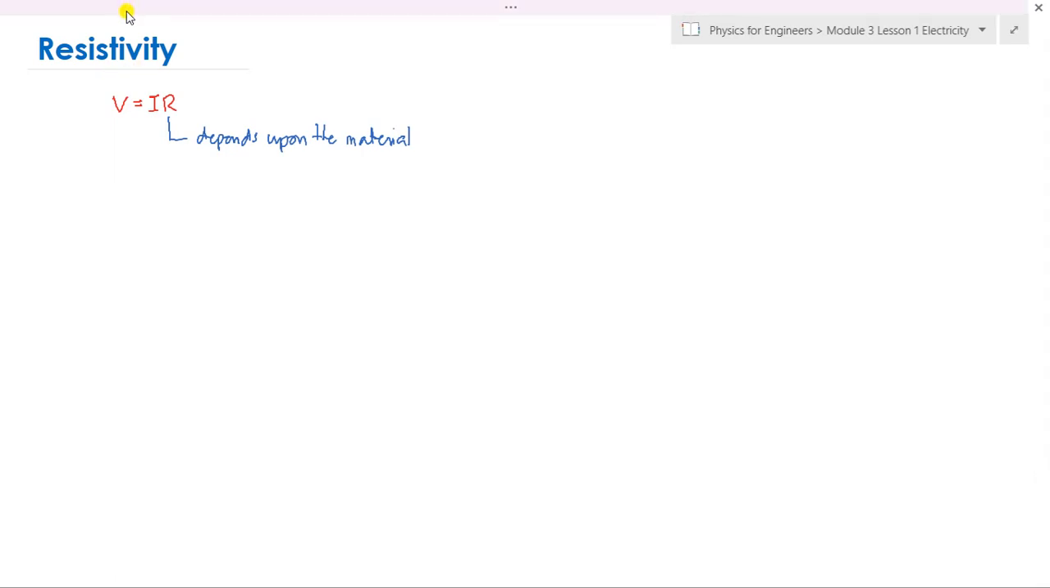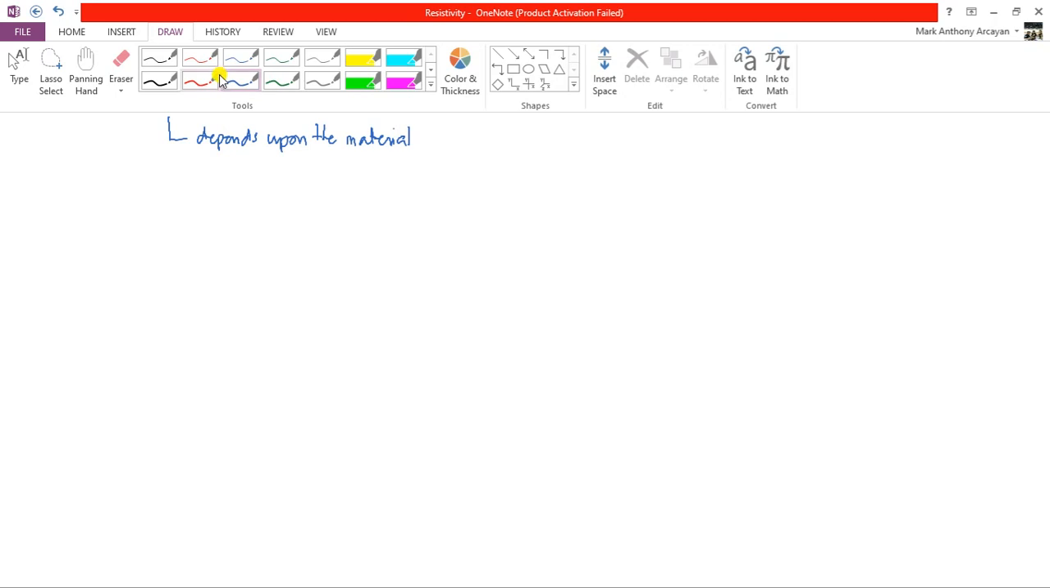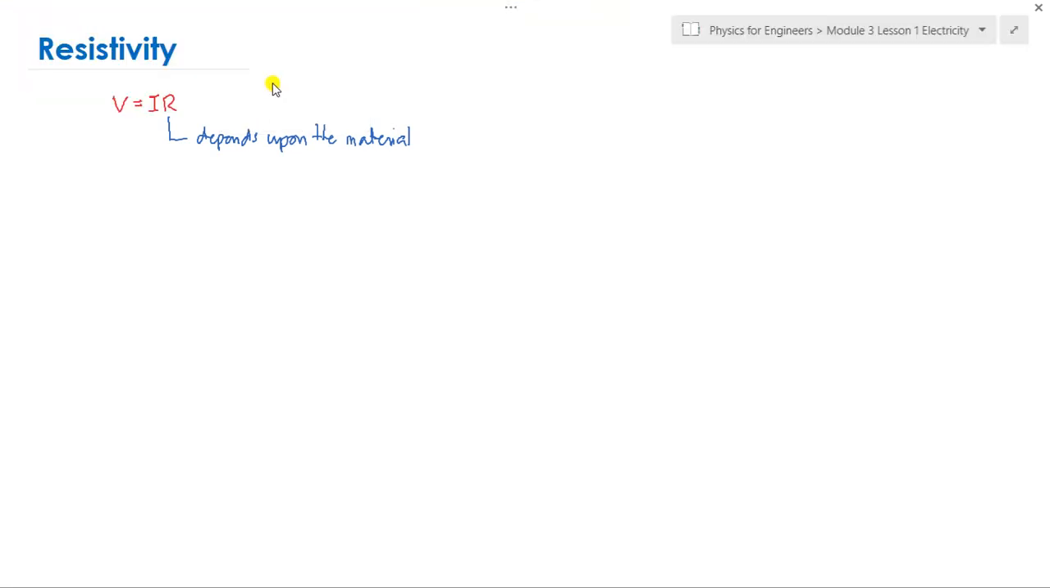So what is resistivity, class? Resistivity is the property of a material to resist the flow of current. If our material has high resistivity, then... If a material permits the flow of current, it is called a conductor. So if the material resists the flow of current, what do we call it?